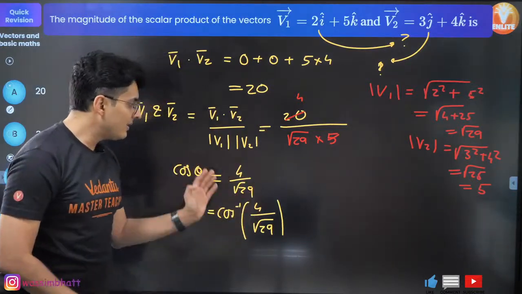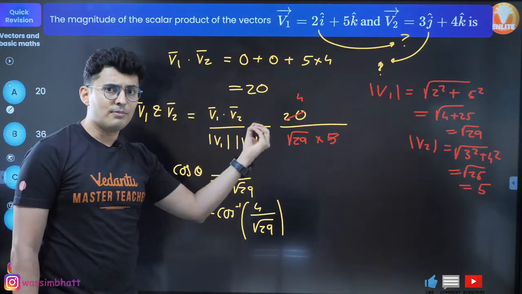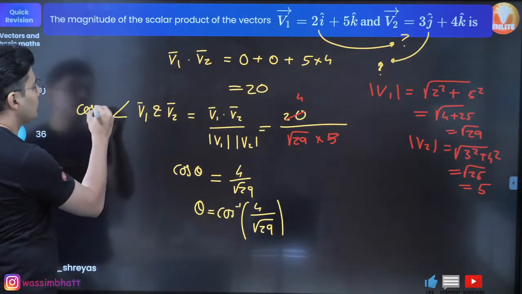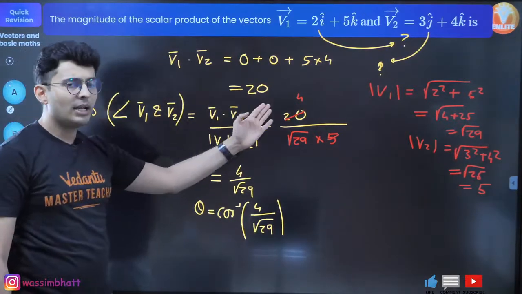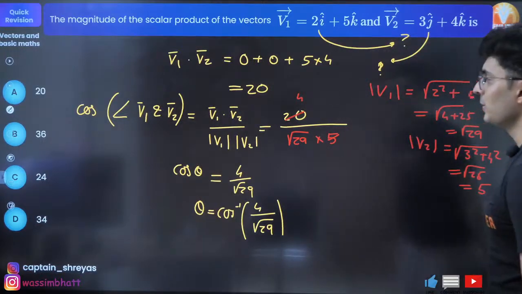Got it? So whenever the question says find the angle, first take the dot product, find the magnitudes separately, and then just use cos of the angle between the two vectors is A dot B upon AB. That's all. Done. Very good, guys.